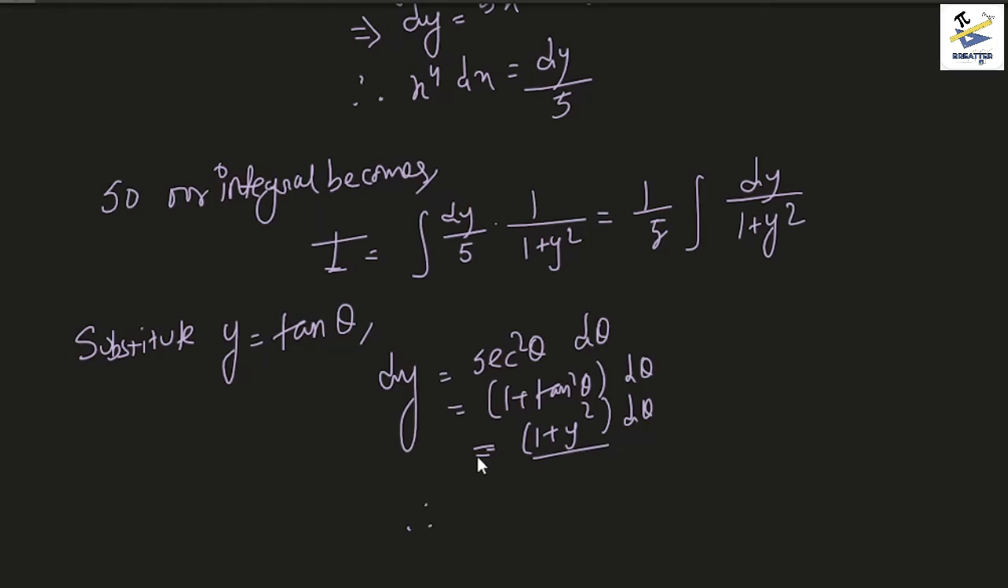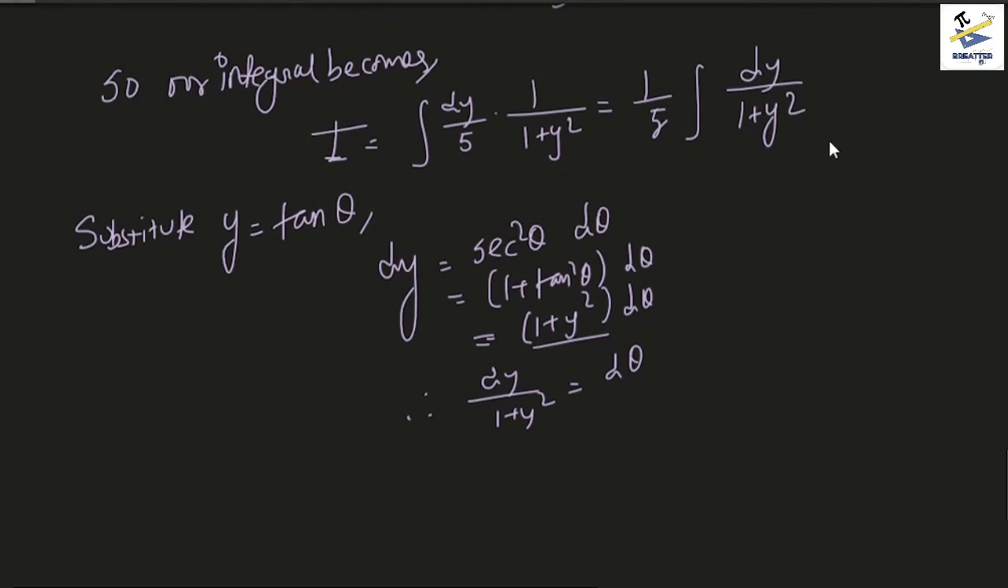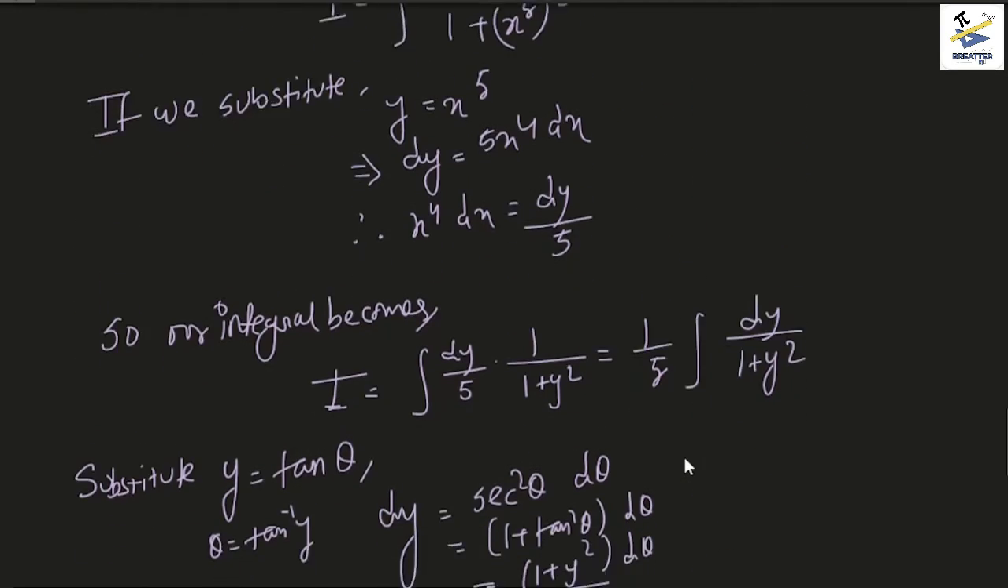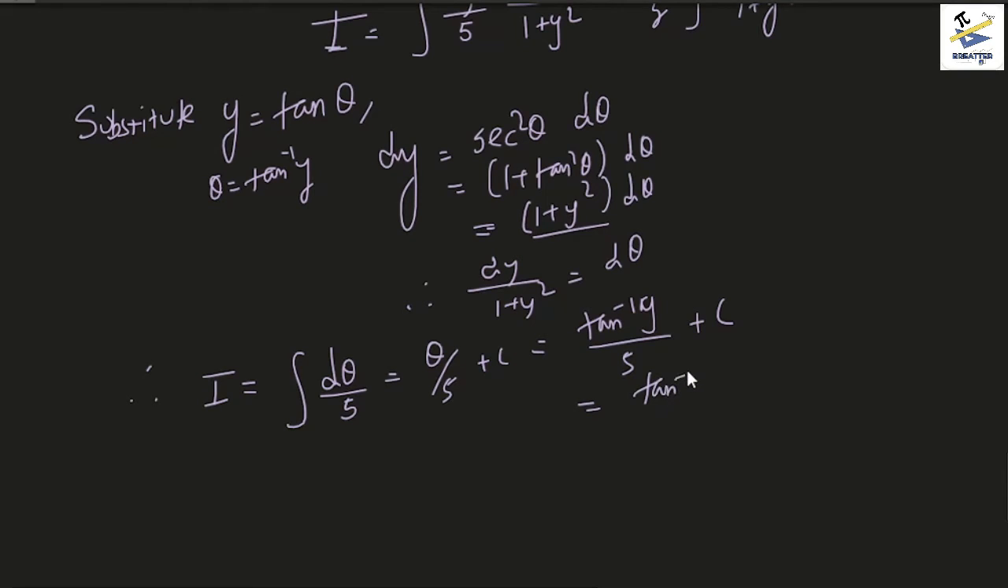As you know, 1 plus tan square theta is just 1 plus y square d theta. So taking this on the left hand side, we get dy by 1 plus y square equals d theta. So this whole thing becomes d theta. Therefore I equals the integral of d theta by 5, and that is just theta by 5 plus c. But if y is tan theta, then theta would be tan inverse y. Then the answer would be tan inverse y by 5 plus c. But we also need to put back the value of y, which we substituted as x to the power 5. So the answer would be tan inverse of x to the power 5 whole divided by 5 plus c, which is our answer.